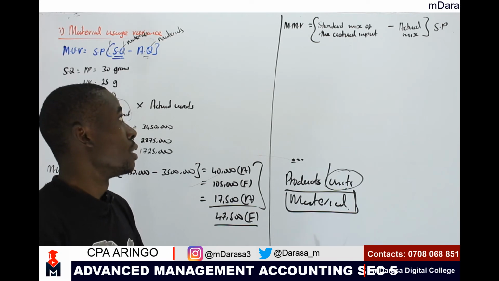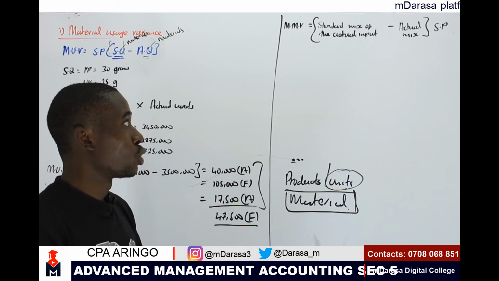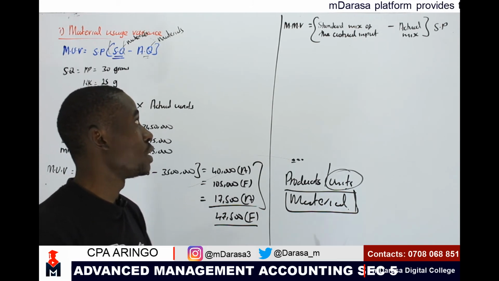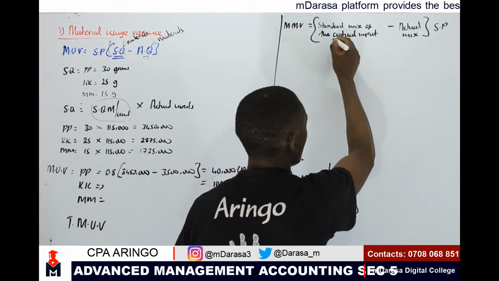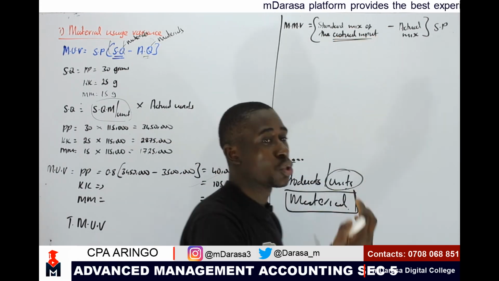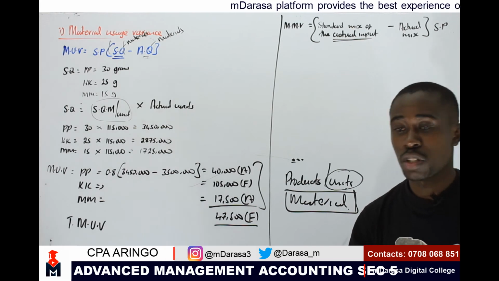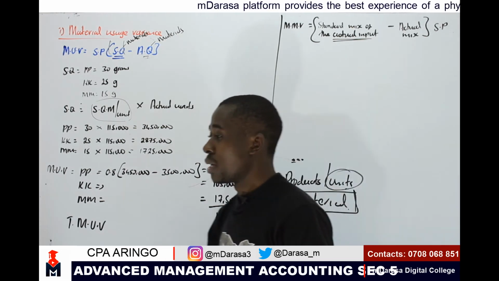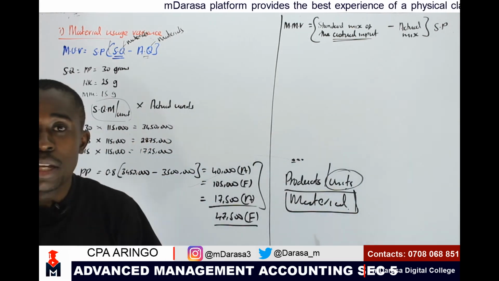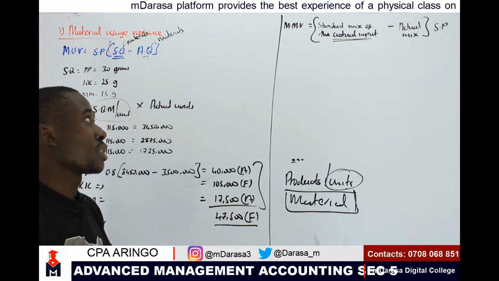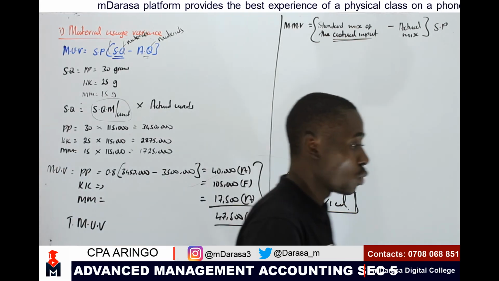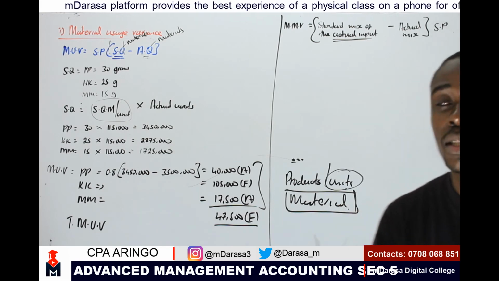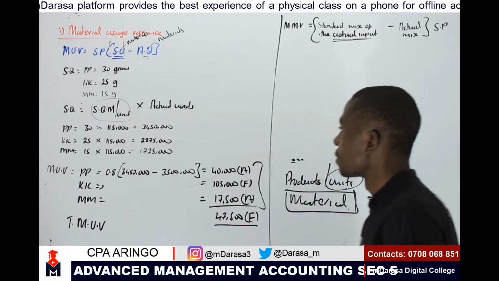Yeah. So I want us to go together and identify, first of all, our actual input. What was our actual input based on our question? What are the actual materials that we used? Total materials that we used ilikuwa ni how many kgs ama how many grams?